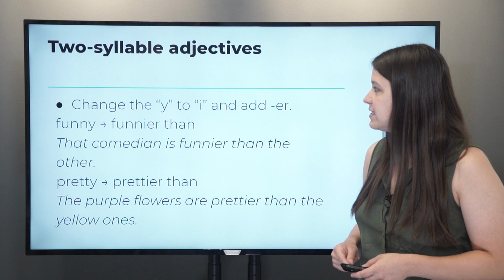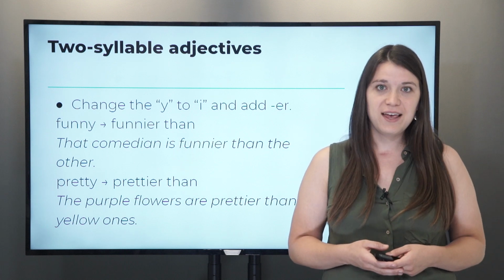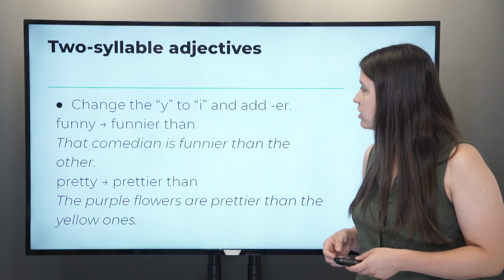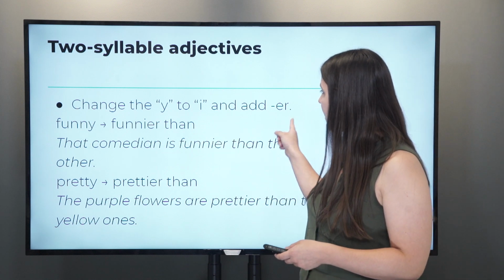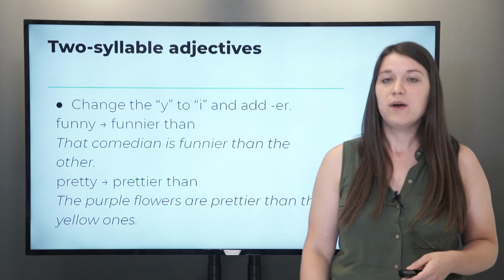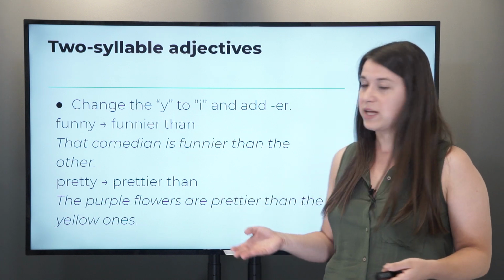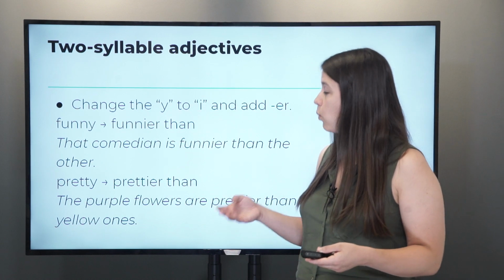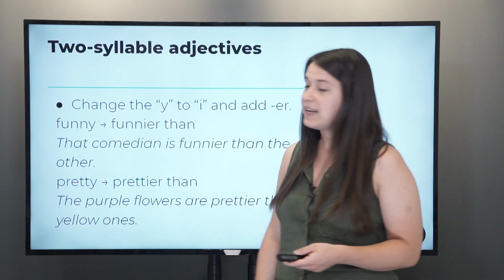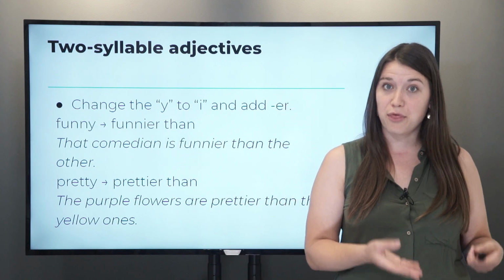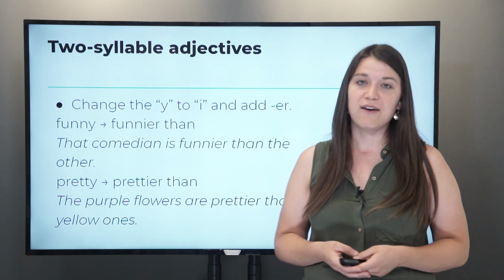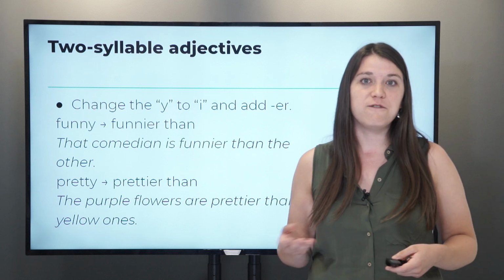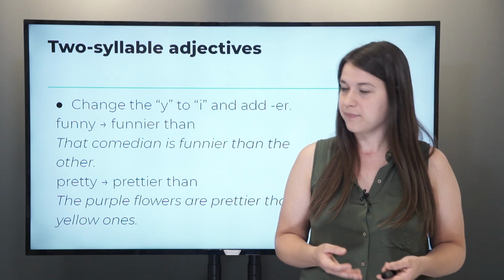Well, if you have a two-syllable adjective that ends in Y, you change the Y to an I, and then you add an ER at the end. So we have the word funny, a two-syllable adjective ending in Y. Here we remove the Y and we add IER. And again, you need this comparative than after, so we have funnier than. For example, that comedian is funnier than the other.